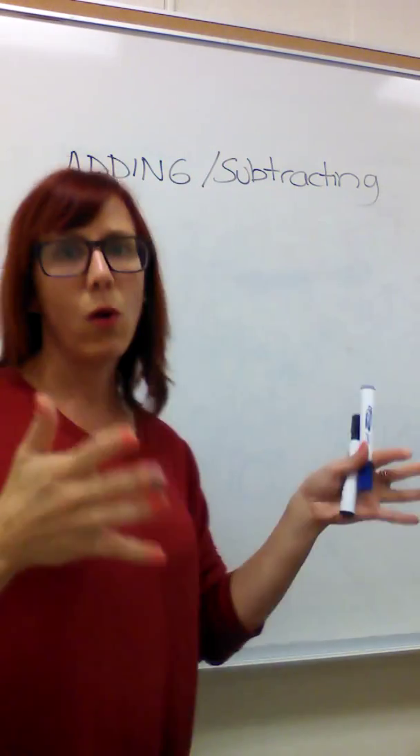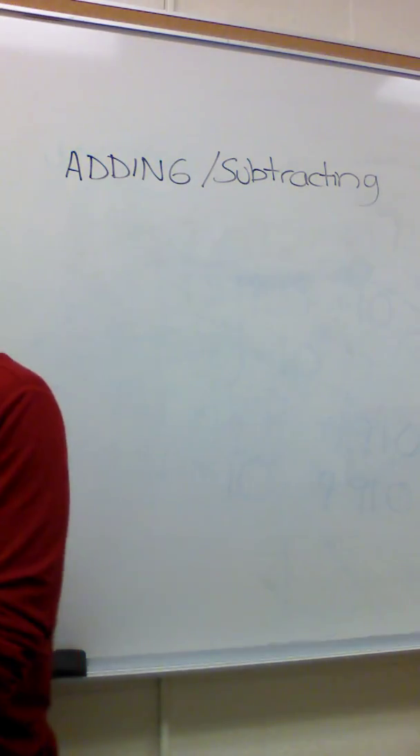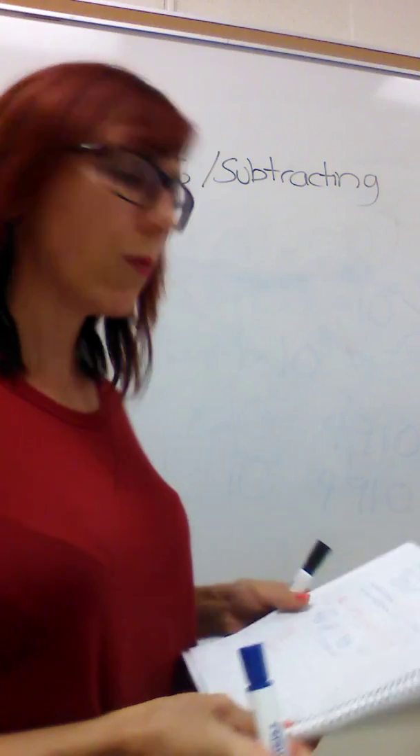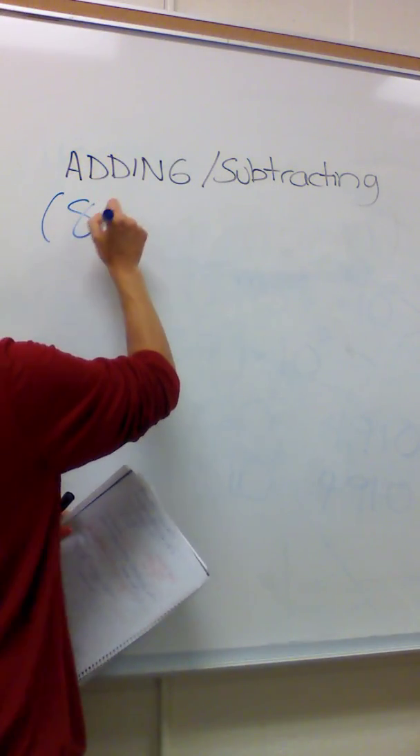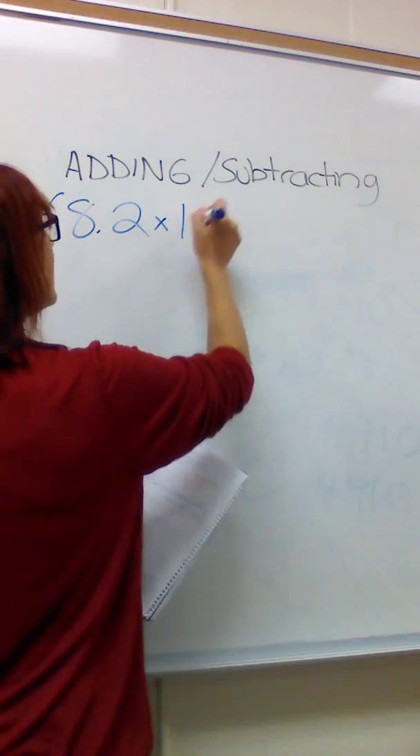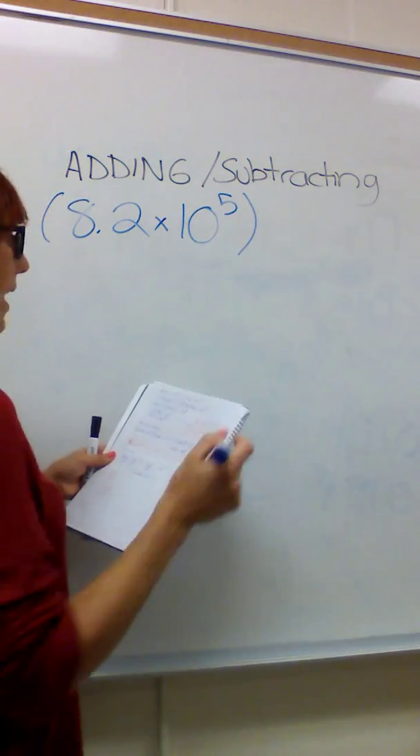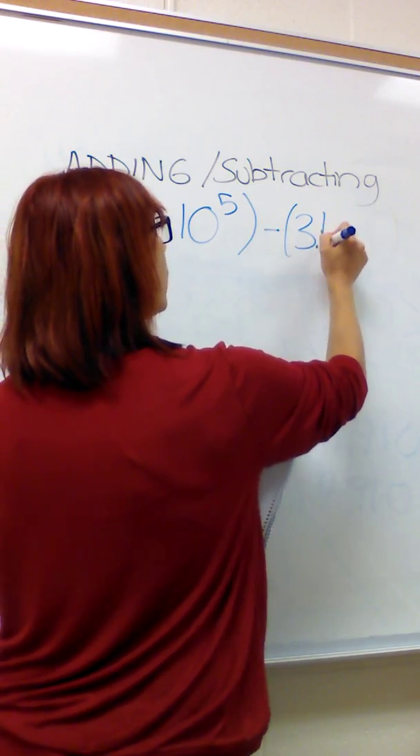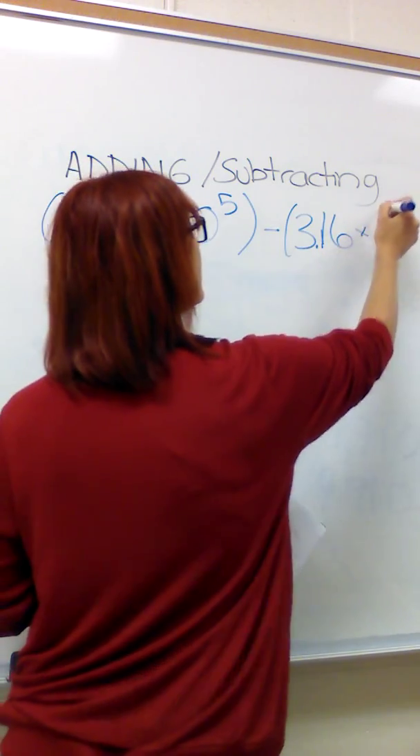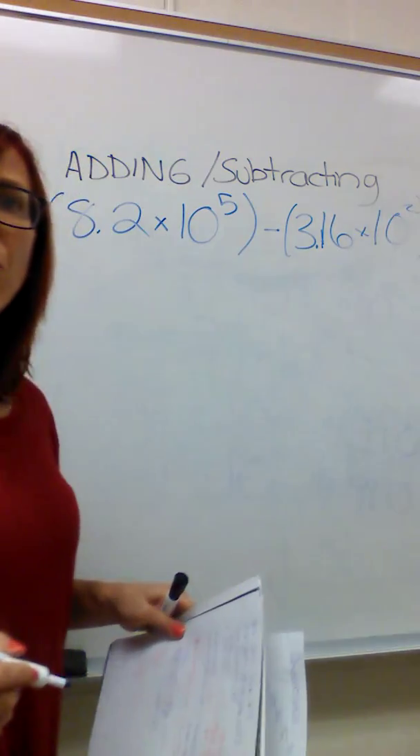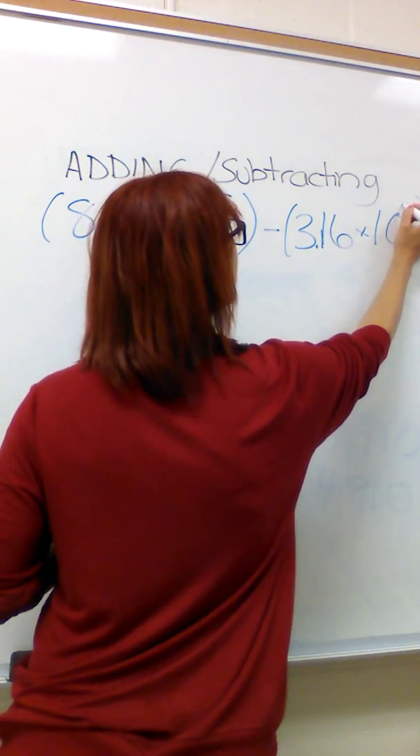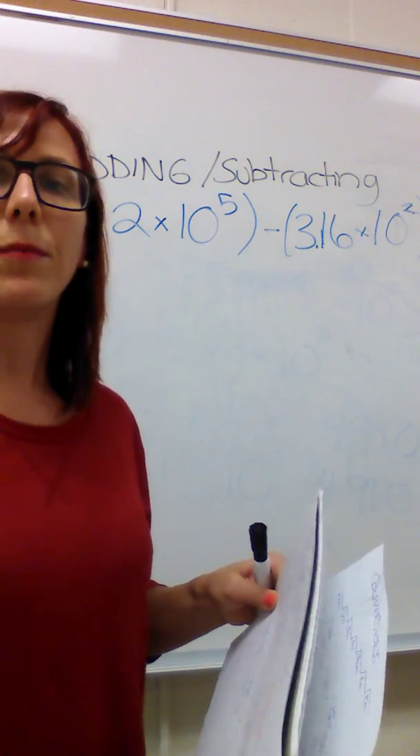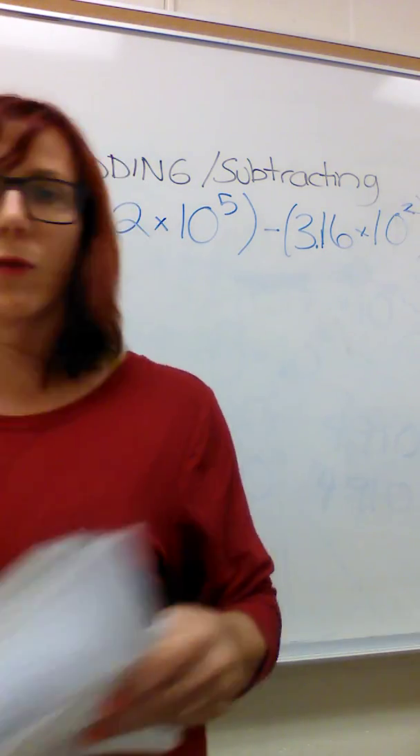All right, and we're back. So now I'm going to give you another question. I'll use blue because it seems to show up a little bit better. So in this one, we have 8.2 times 10 to the 5, subtracting 3.16 times 10 to the 2. If you want to pause it here, you can, and then you can give it a try on your own. So do that now.